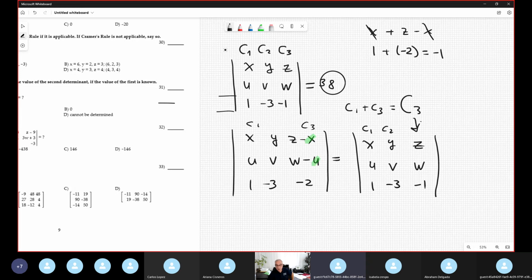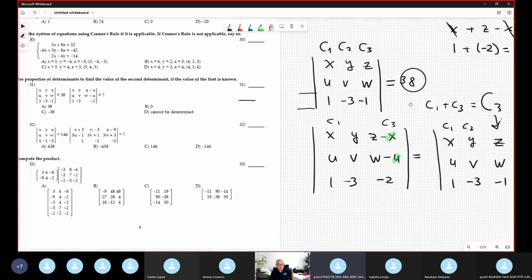Entonces, now, in this moment, this is the good thing: this determinant is identical to the original and the answer is 38. Okay. Entonces es negative 1. Yeah, perfect. I don't know why I copied wrong in my paper. It's negative 1 because 1 plus negative 2 is negative 1. It's obvious, right?